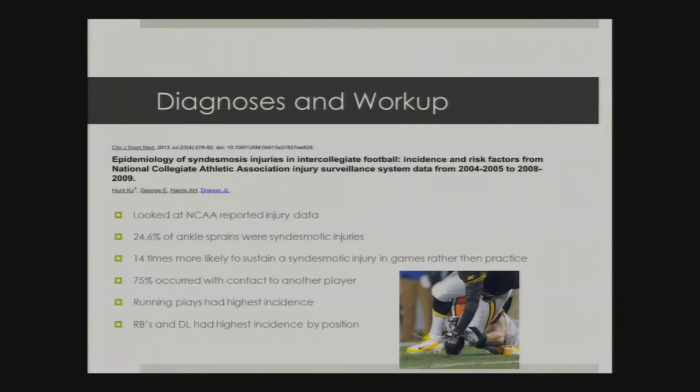Once again, this is in athletes, so especially in football players, this is going to be a higher incidence. They were 14 times more likely to sustain a syndesmotic injury in a game versus a practice. And then 75% of these occurred with some form of contact with another player. And this was one of the pictures that they mentioned as being an incident where there was a high ankle sprain. Running plays had the highest incidence, and then by position, running backs and defensive linemen, which makes sense because they're in contact with other players quite a bit.